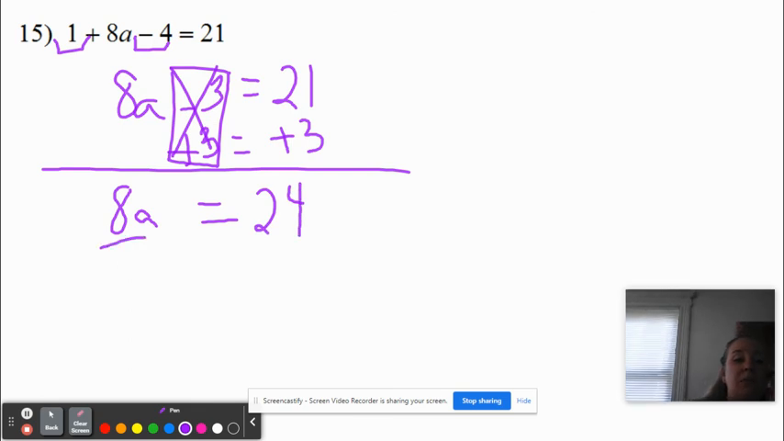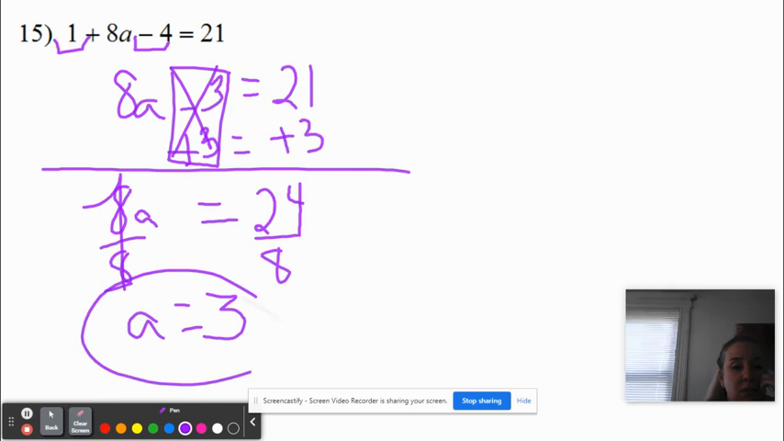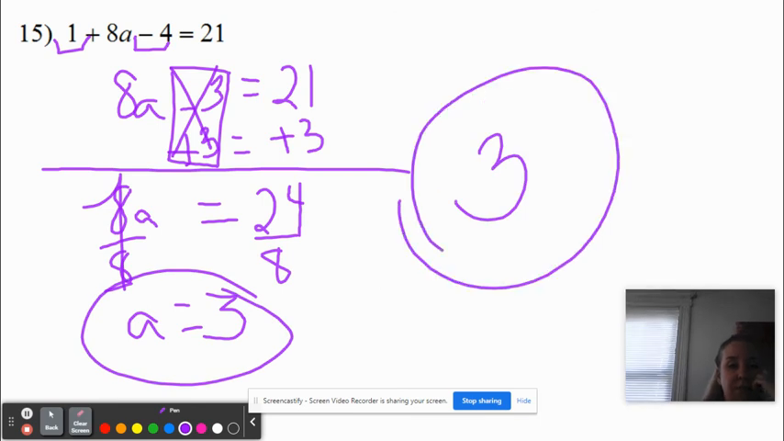8 times a, we divide by 8 on both sides, because we would end up with a big 1 here. 8 divided by 8 is 1. So 1a, or just a. 24 divided by 8 is 3. Final answer is just a big 3.